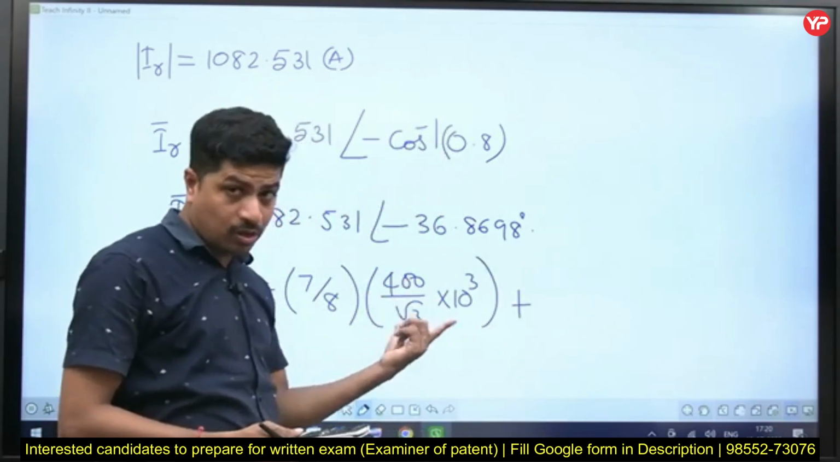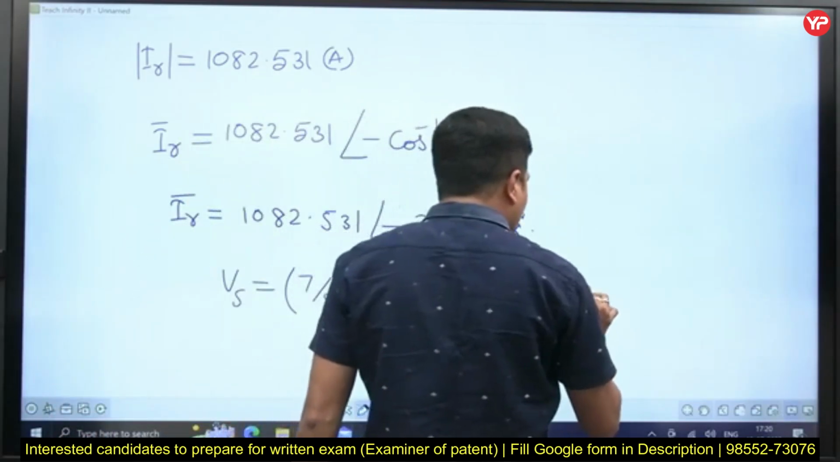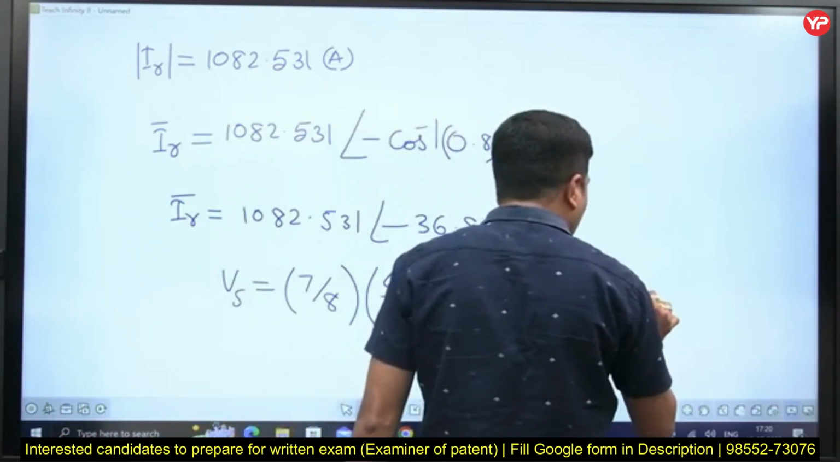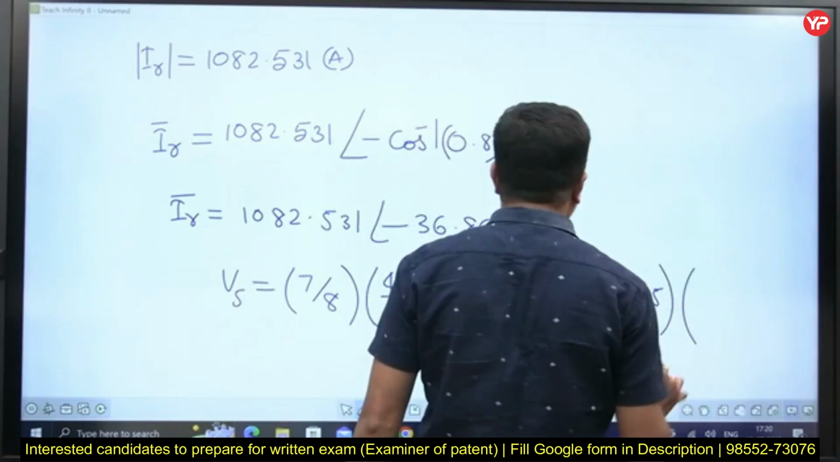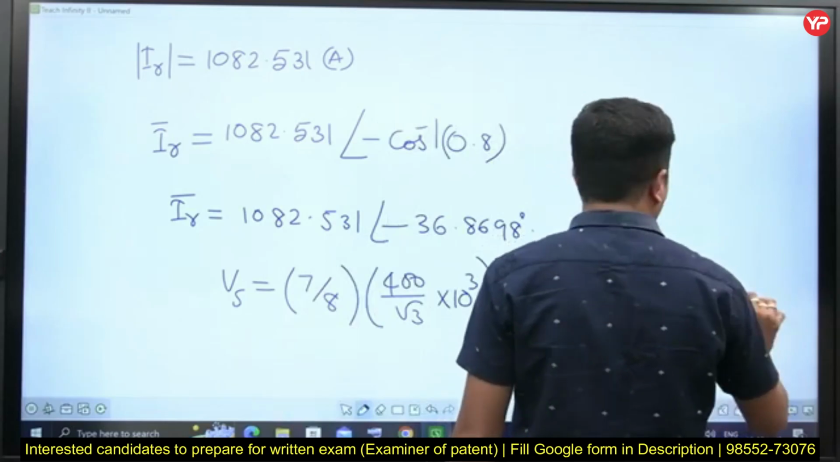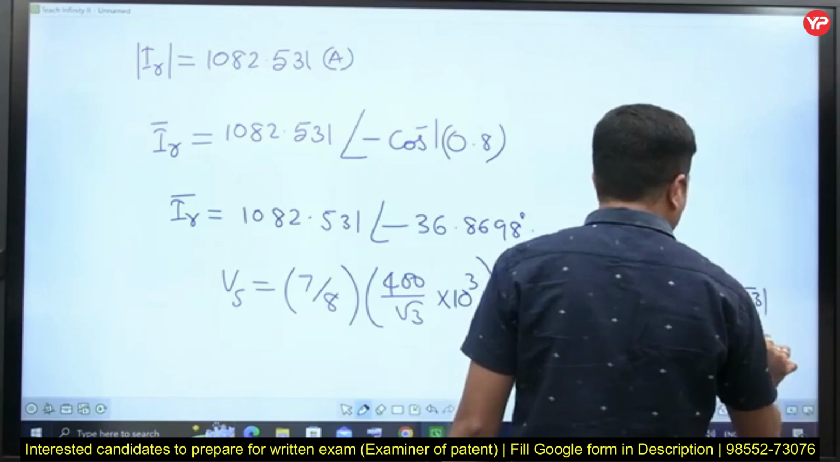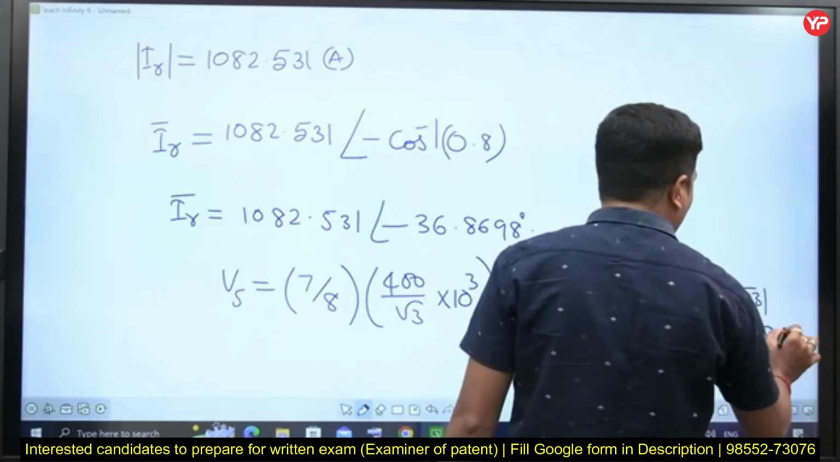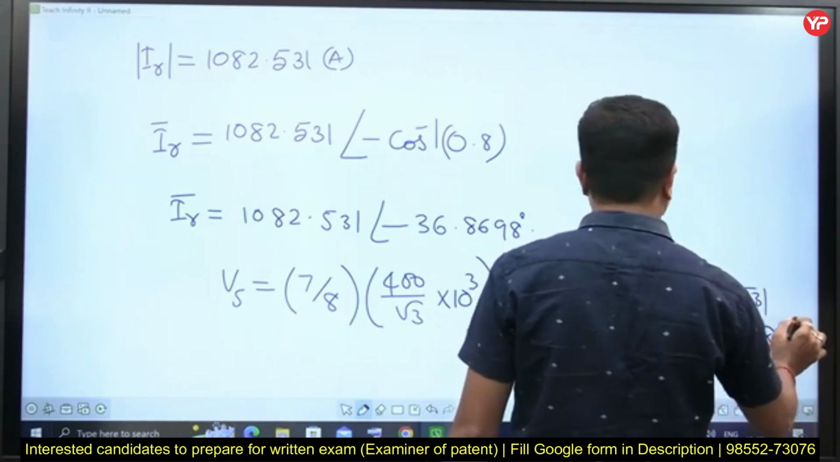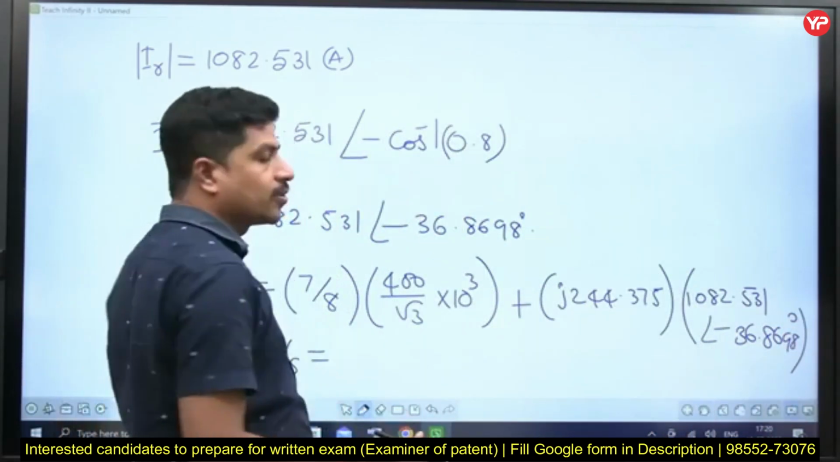For VR, per phase voltage only we have to take. I told you VS is equal to A VR plus B IR. What is B? J 244.375. IR, what is IR? 1082.531 at an angle of minus 36.8698 degrees. If I do this, I am going to get the sending end voltage.